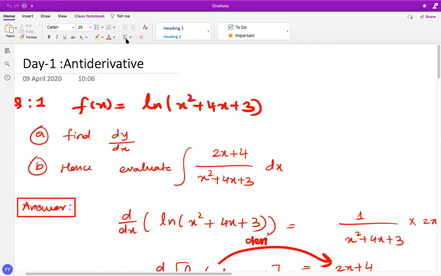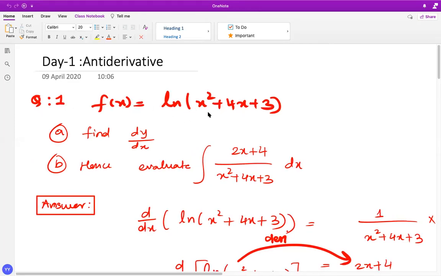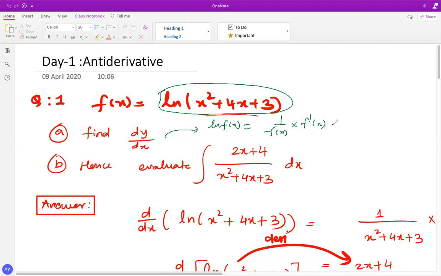Now let's take another example, where the first part is to differentiate ln of x squared plus 4x plus 3. The first step is pretty simple. When you differentiate, it is the chain rule: the derivative of ln f(x) is 1 over f(x) times f dash x. So the derivative of ln of x squared plus 4x plus 3 is 1 over x squared plus 4x plus 3, times 2x plus 4.